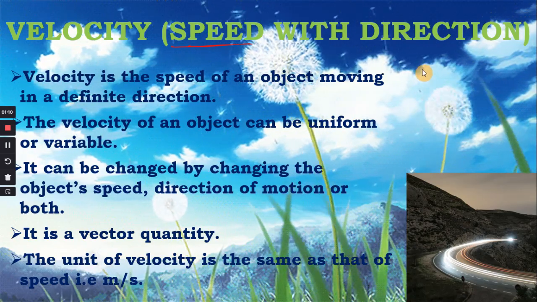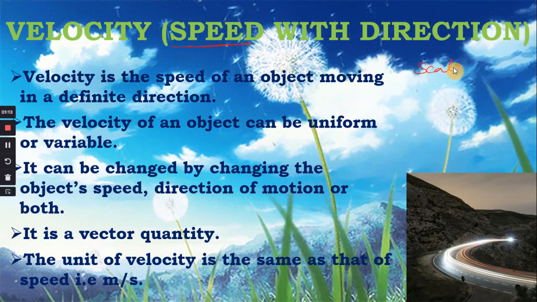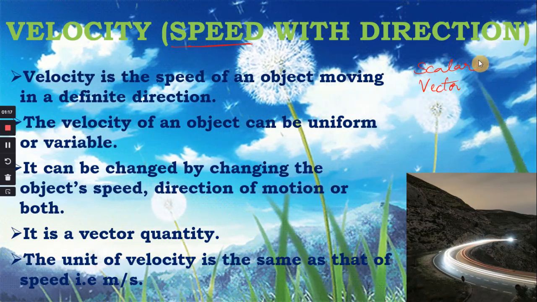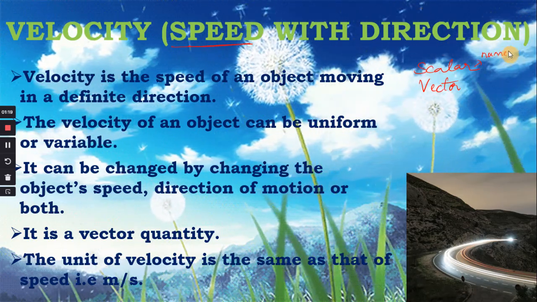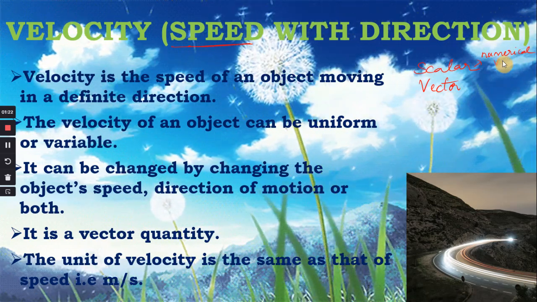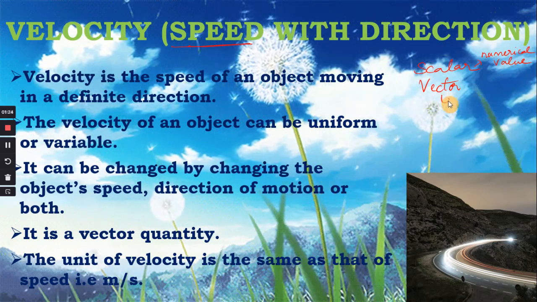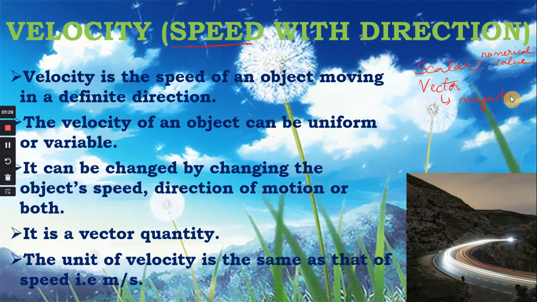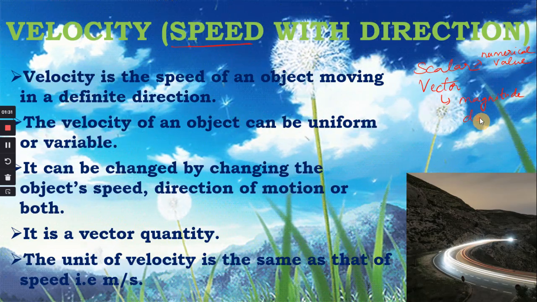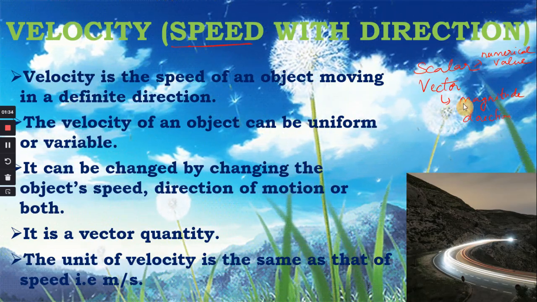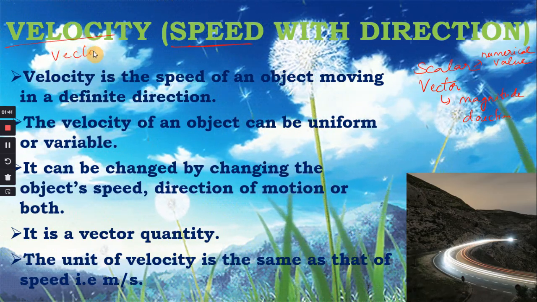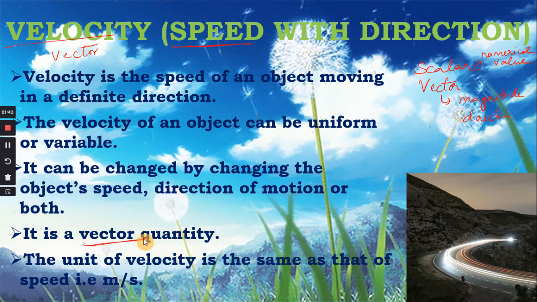We already saw what is a scalar quantity and what is a vector quantity. So what did we see in that? A scalar quantity has only magnitude, or you can call it numerical value. A vector quantity will have both magnitude and direction. This is what we saw about scalar and vector quantities, and we learned that velocity is a vector quantity.